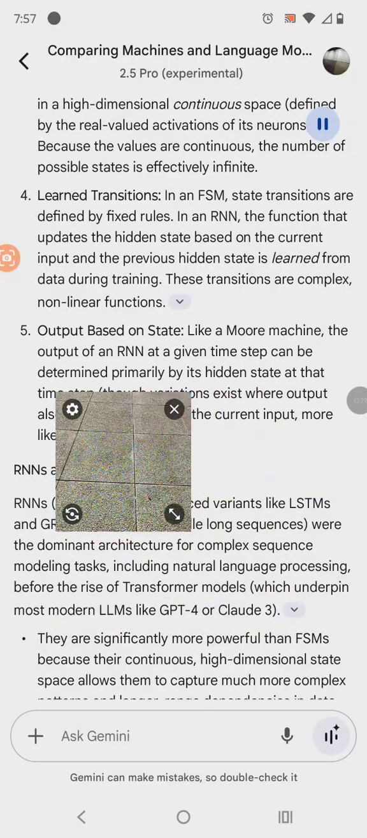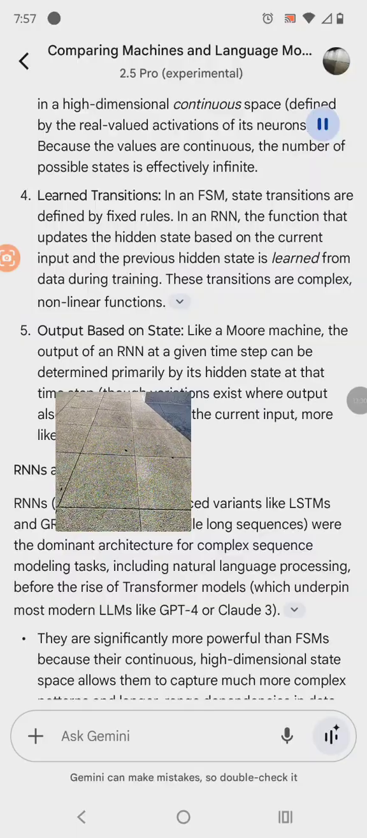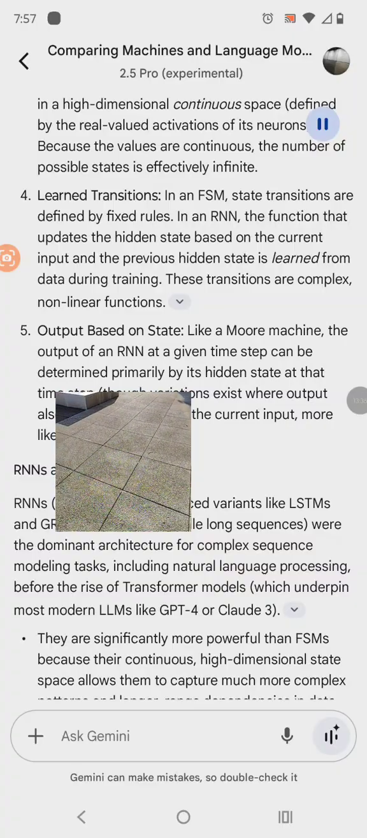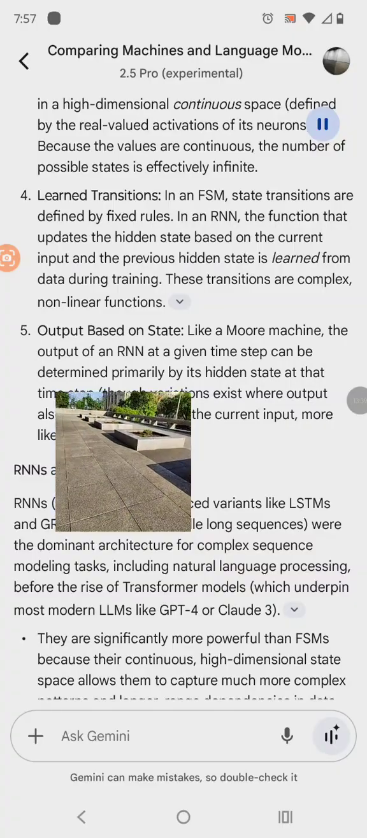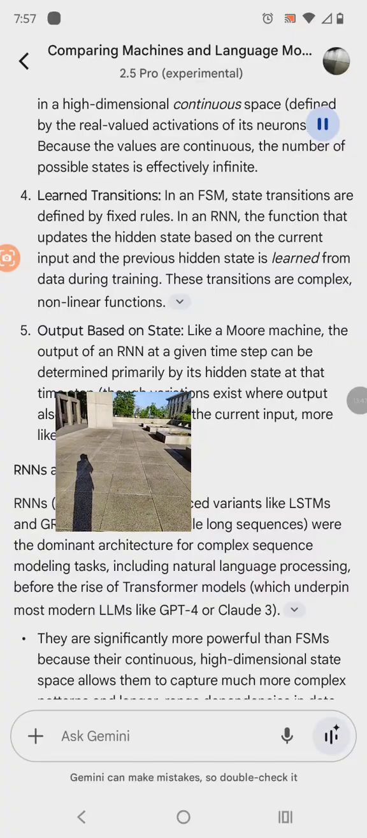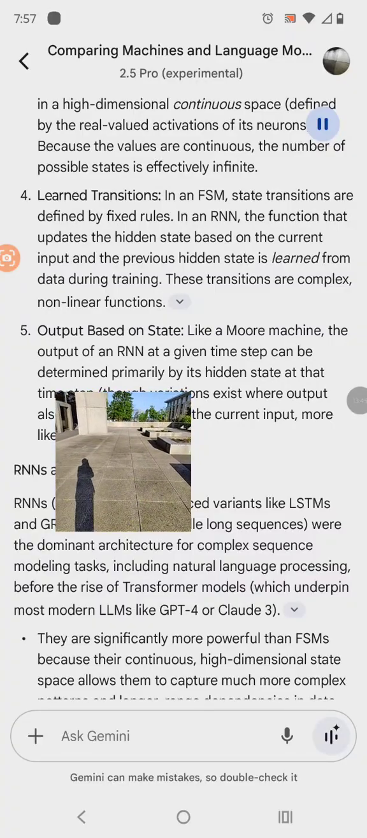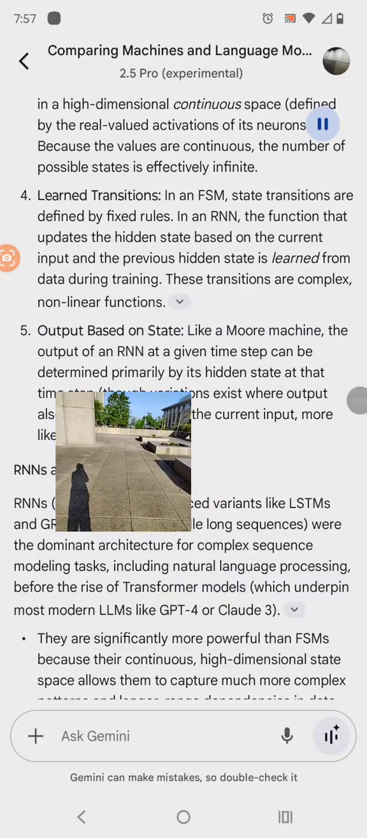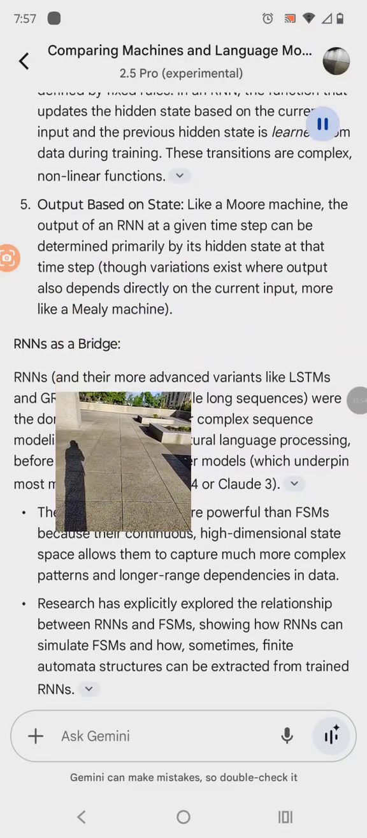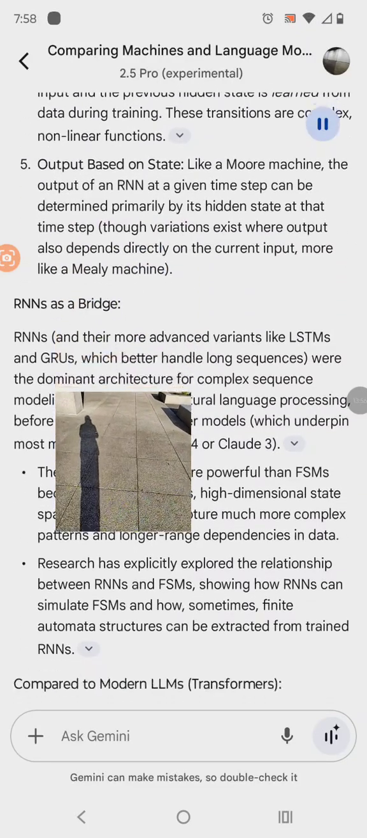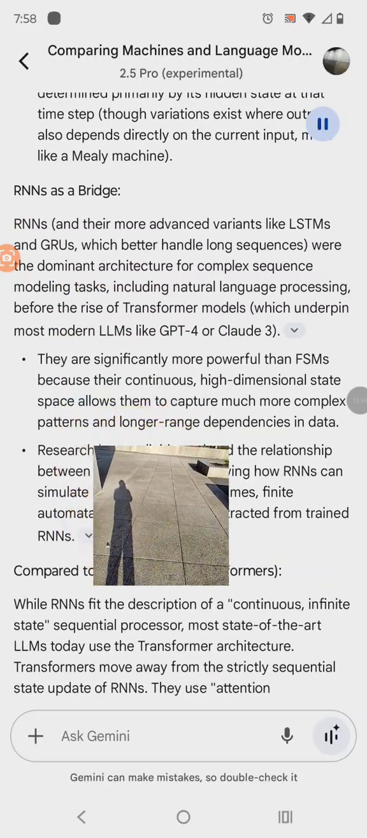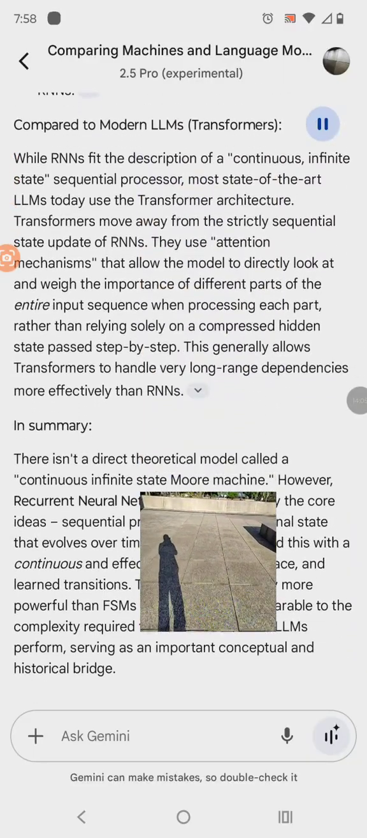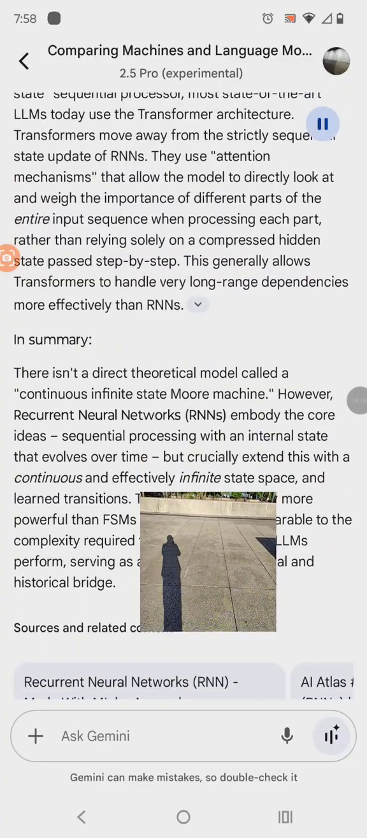5. Output based on state. Like a Moore machine, the output of an RNN at a given time step can be determined primarily by its hidden state at that time step. Though variations exist where output also depends directly on the current input, more like a Mealy machine. RNNs as a bridge. RNNs, and their more advanced variants like LSTMs and GRUs, which better handle long sequences, were the dominant architecture for complex sequence modeling tasks, including natural language processing, before the rise of transformer models, which underpin most modern LLMs like GPT-4 or Claude 3. They are significantly more powerful than FSMs because their continuous, high-dimensional state space allows them to capture much more complex patterns and longer-range dependencies in data.